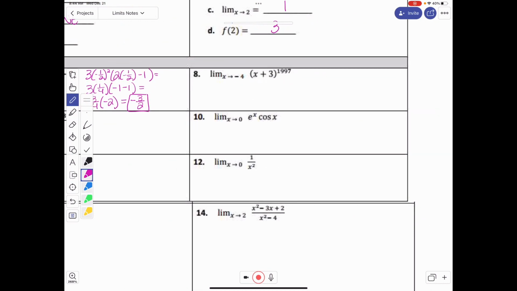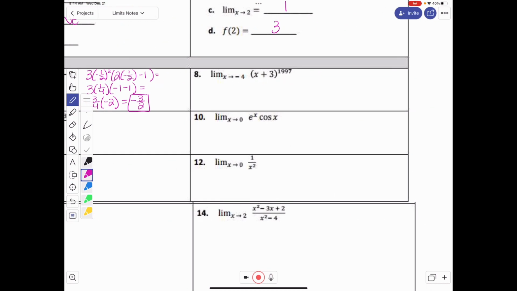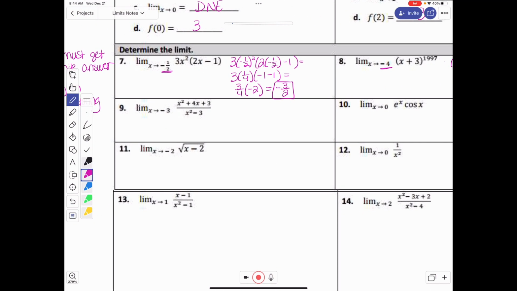So for number 8, on this one, we'll just simply plug in this -4. So we have -4 plus 3 to the power of 1997. Well, -4 plus 3 is going to give me a -1. And we know anything to an odd power will end up being negative. So that comes out to be a -1. And that's a finite number, so that's our answer.